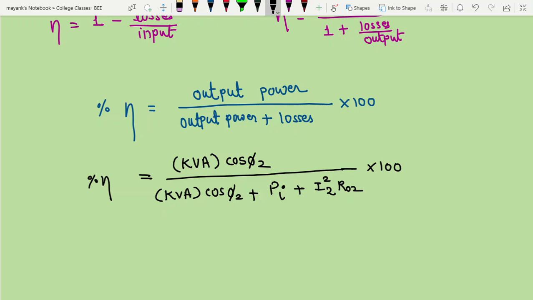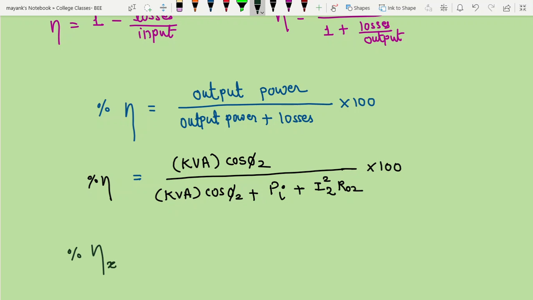One thing you need to remember is that this kVA is the rated kVA, and this I2 is the rated secondary current. But as we know, transformers may not work at 100% capacity. That means they may not be working on full load. They may be working at 70%, 75%, half load sometimes. So it is very much necessary to calculate efficiency at different loaded conditions.